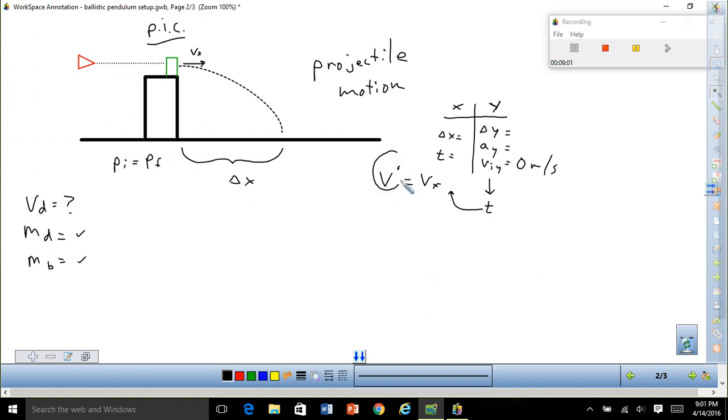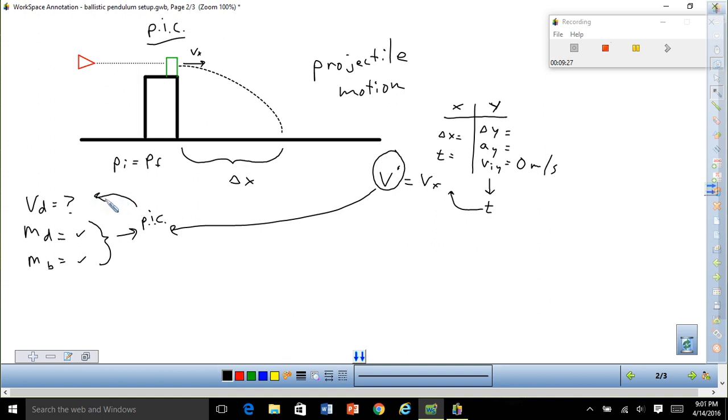And so we'll take that value, which we found from Vx, and we'll swing it over here and use it along with our masses and the initial velocity of the block, which is 0. And so we will use those things then to solve our perfectly inelastic collision.